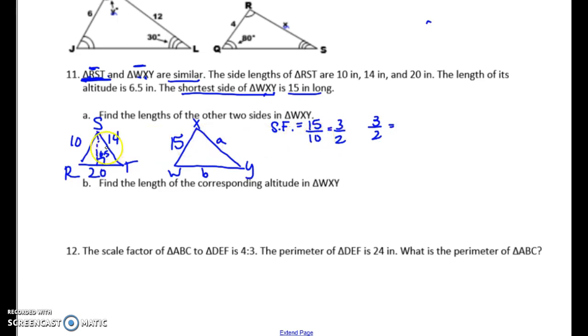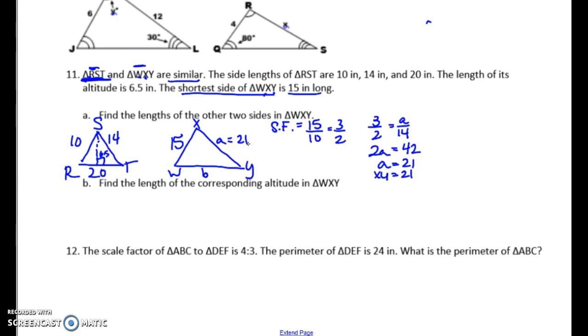So remember, it's image to pre-image. So image to pre-image. A is to 14. Then I just cross multiply and I get 2A equals 42. So A is equal to 21. So XY is equal to 21.